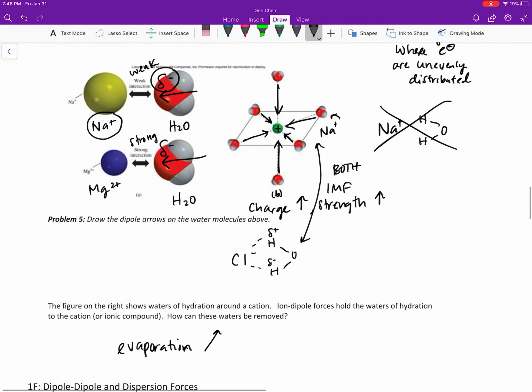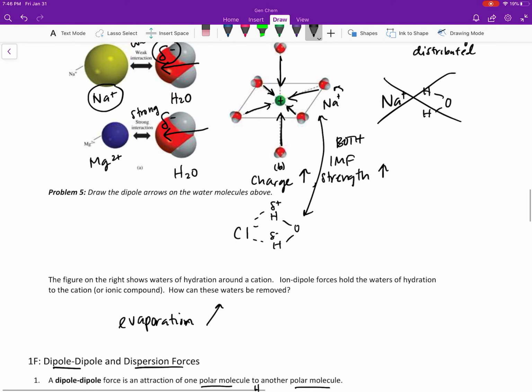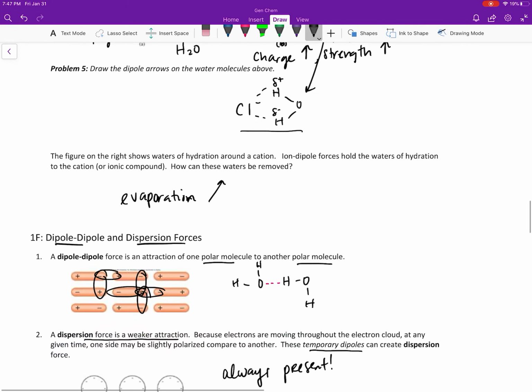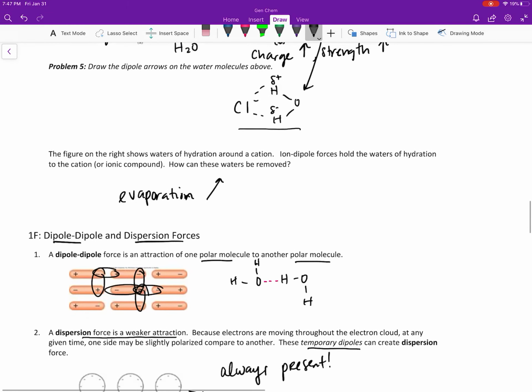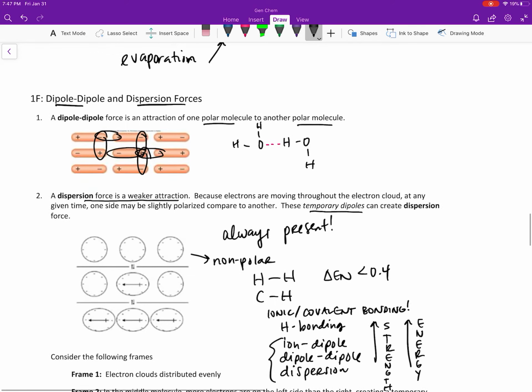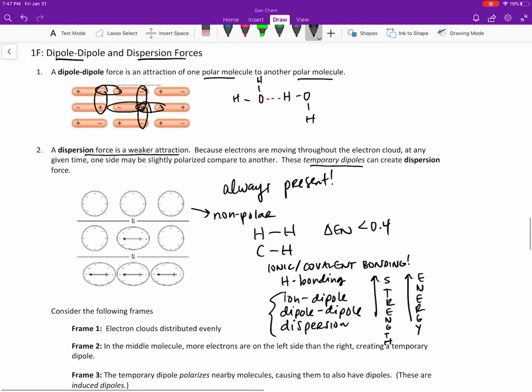We looked at this relationship between sodium and chloride and the water molecules, and why the water points in one direction and points the opposite in another direction with the chloride and then the magnesium. We talked about how this is called hydration. The waters surrounding the cation and the anion is a process called hydration. Then we talked about dipole-dipole and dispersion, and dipole-dipole is an attractive force between one polar molecule and another polar molecule.